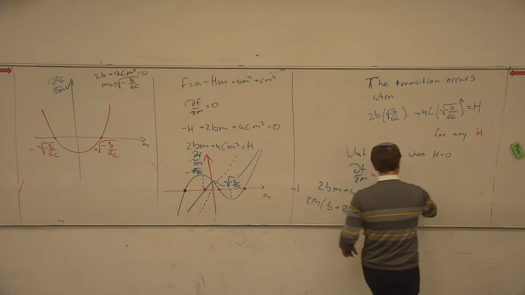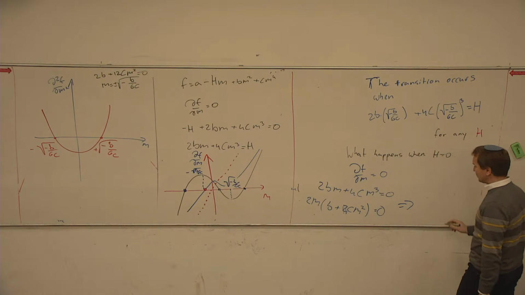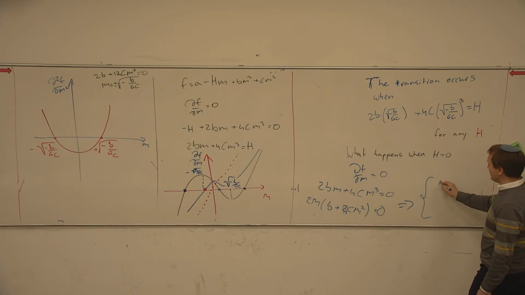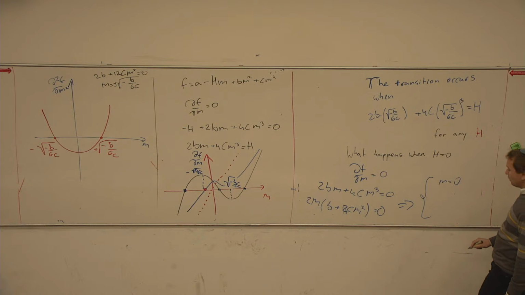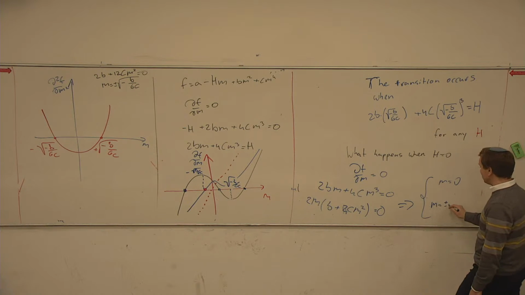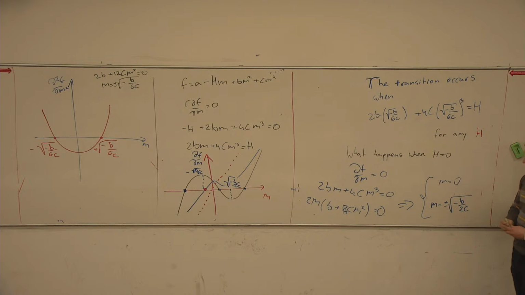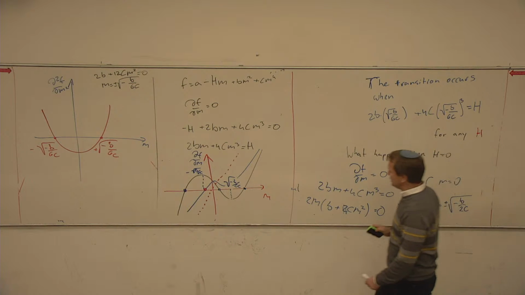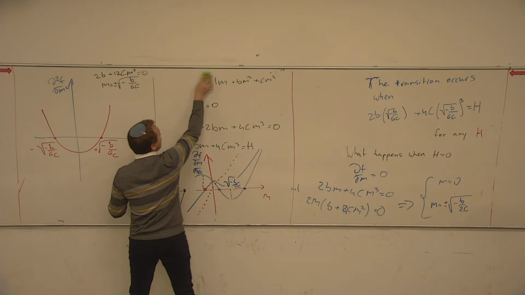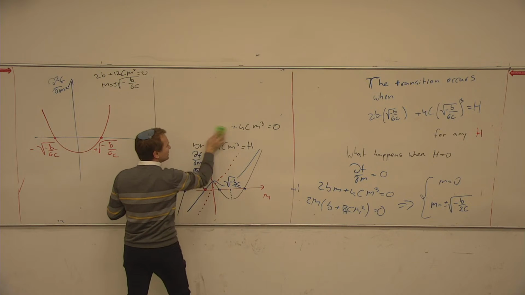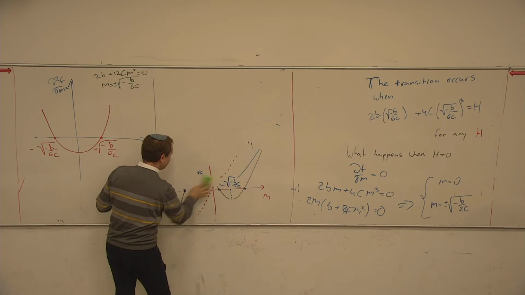So out of this, we have our three solutions, right? Either m equals 0, or m equals plus or minus the square root of minus b divided by 2c. Two solutions: one m equals 0, the other m equals plus or minus the square root of minus b divided by 2c. And if we plot f, we start to understand what exactly is going on over here.